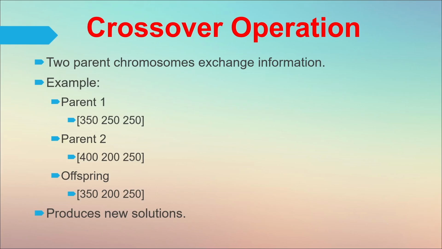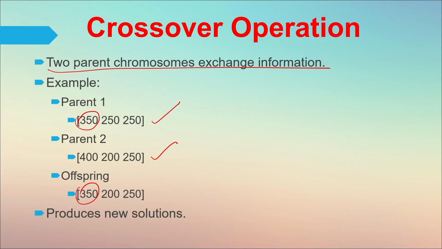Crossover operation. To apply the crossover operation, we need two chromosomes. There are two parent chromosomes that exchange the information. Let us take one parent is this, another parent is this. Now we have two parents, parent 1 and parent 2. In order to produce an offspring from these two parents, we need to cross the values.